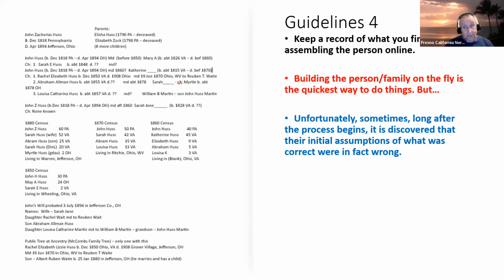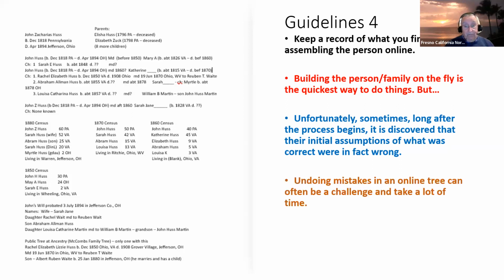And this helps me to know what I've found, and I can see how everything fits together. And unfortunately, though, sometimes long after the process begins, we discover that our initial assumptions were wrong. But that's okay, because that's what we want to have happen if we're barking up the wrong tree. We don't want to help a patron put together a tree that's false. And so once in a while, because people have names that are the same, there can be problems. And we find that undoing the mistakes on an online tree can really be a challenge. So it's better to piece it together here.